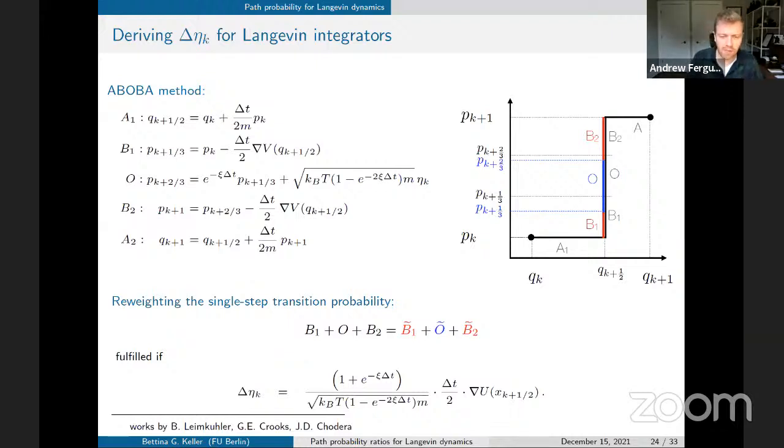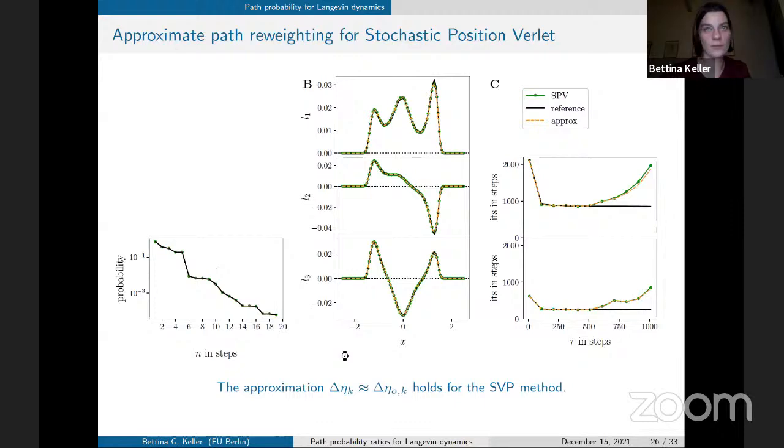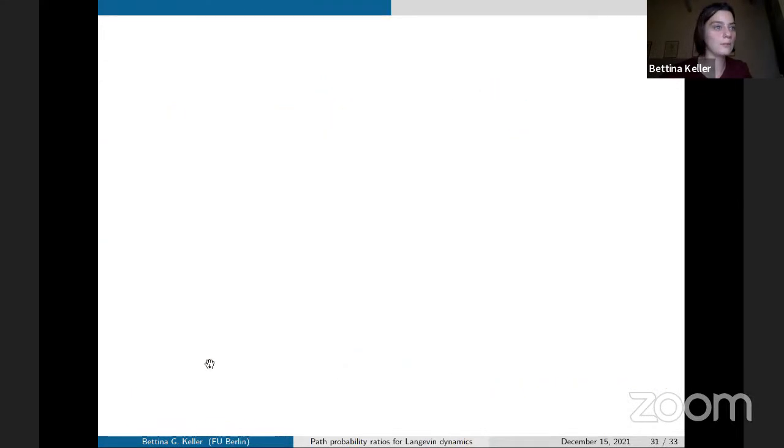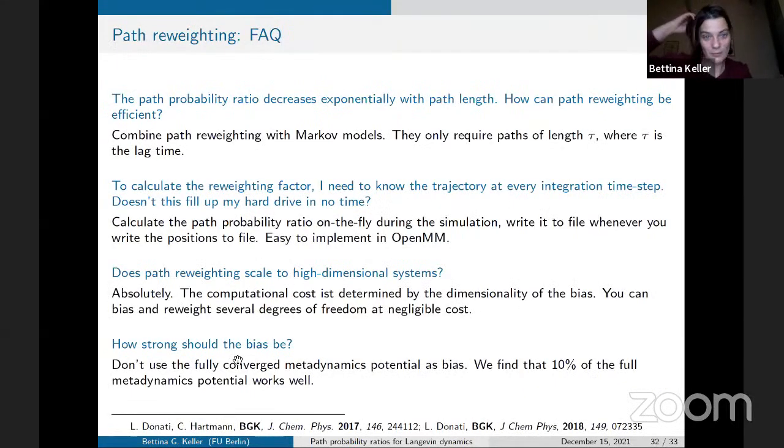So I had a question, but it may have been on your FAQ slide, which was the degree to which you can apply a bias. I think that you recommend not applying. We don't know that actually. So sorry, we don't know that. How strong should the bias be?